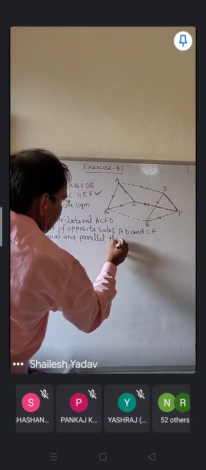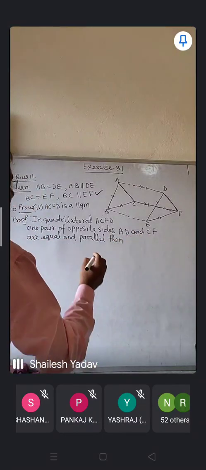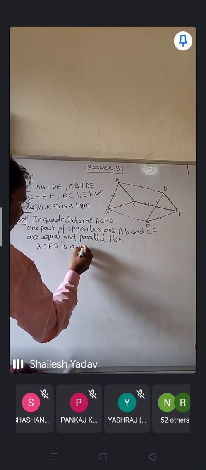Then if in a quadrilateral one pair of opposite sides are equal and parallel, then it will be a parallelogram. Then ACFD is a parallelogram.